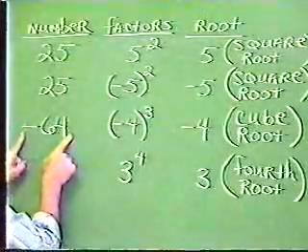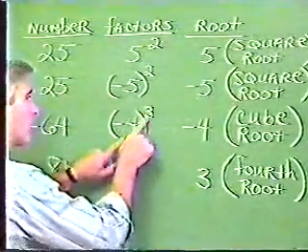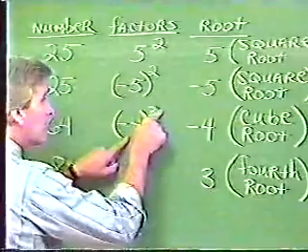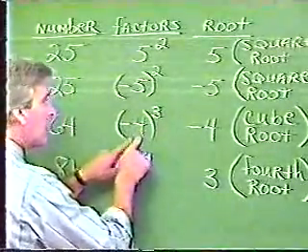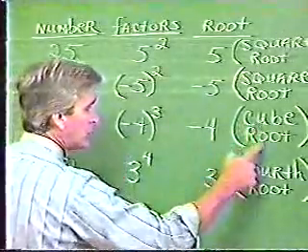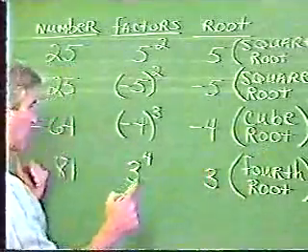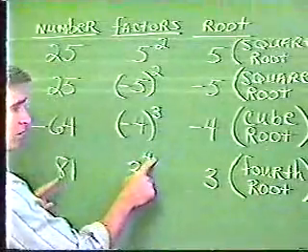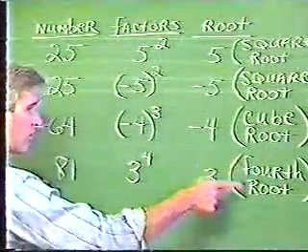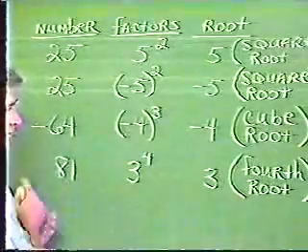For negative 64, we can write negative 4 to the third power, three equal factors, you see, giving us negative 64. Negative 4, then, is a cube root of negative 64. For 81, we can write 3 to the fourth power. So 3, then, is the fourth root of 81.